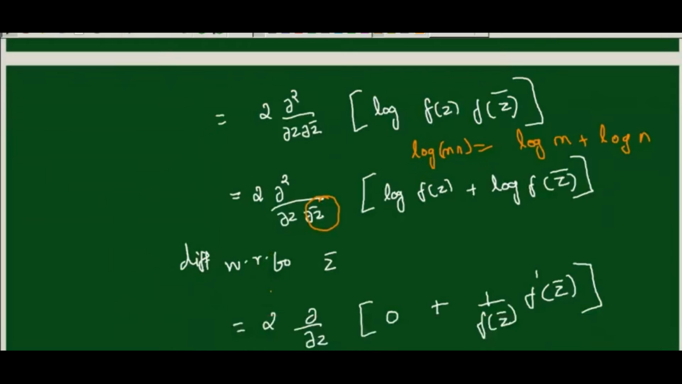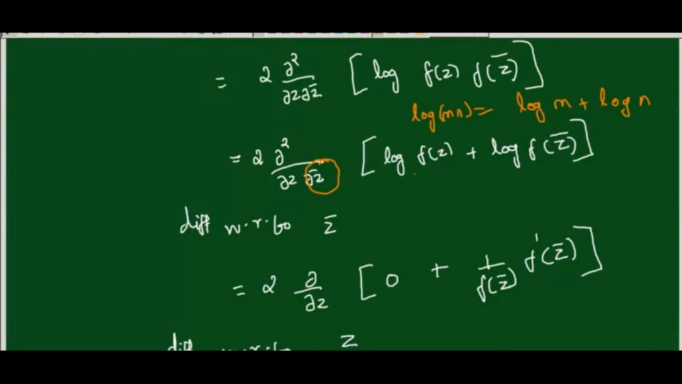So first differentiate with respect to z bar. With respect to z bar, y and x are constant. The same thing with respect to z bar, z is constant. So obviously the constant differentiation is 0. Directly I have written log f of z as constant.